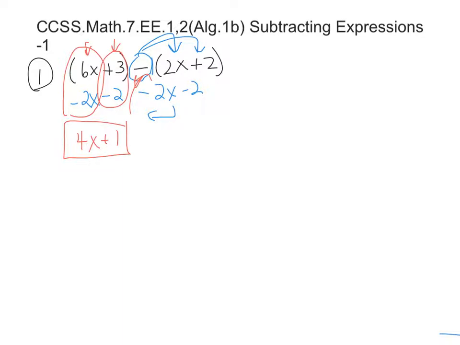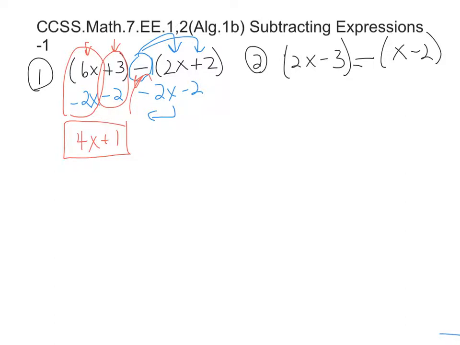Let's try it again. Here is a group of 2x minus 3 minus x minus 2. Okay, so we have two expressions, 2x minus 3 and then x minus 2, but we're subtracting them from each other, or we're minusing them. So we don't do anything with the first one, but the second one we do.